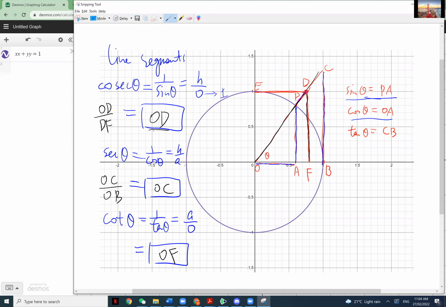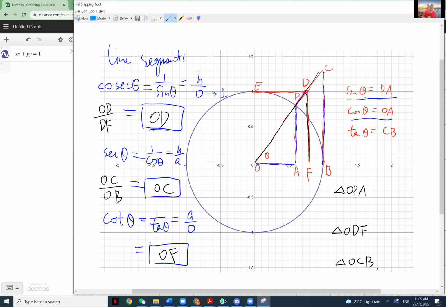So inside here, we have 3 right angle triangles. For example, triangle OPA, triangle ODF, triangle OCB. 3 right angle triangles. Guys, based on these 3 right angle triangles, please use Pythagoras. What happened?